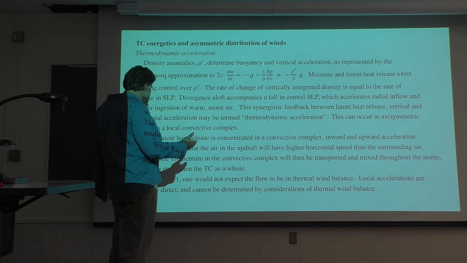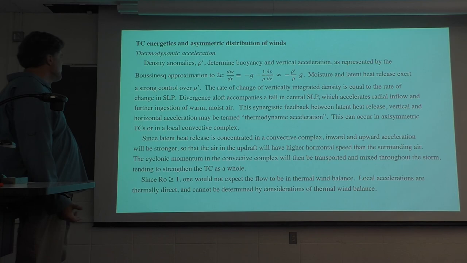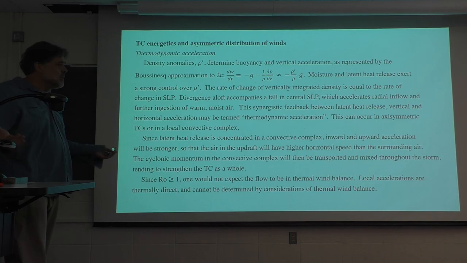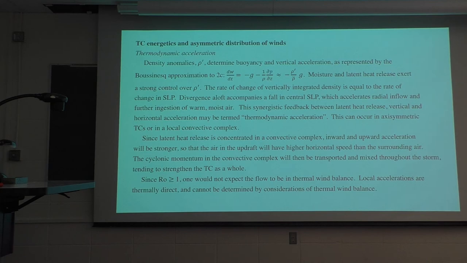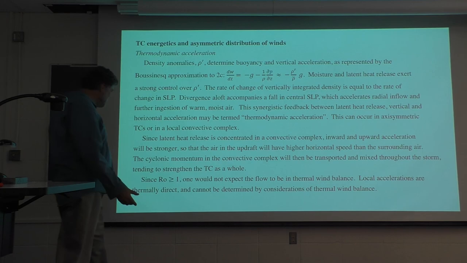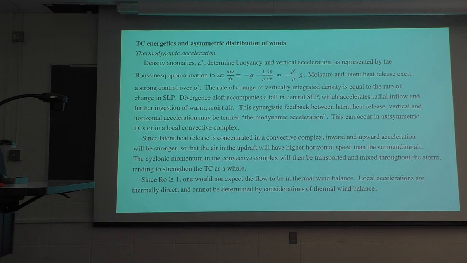Since latent heat release is concentrated in a convective complex, in these studies, inward and upward acceleration will be stronger there, so that the air in the updraft will have higher horizontal speed than the surrounding air. How else would this happen? The cyclonic momentum in the convective complex would then be transported and mixed throughout the storm, tending to strengthen the tropical cyclone as a whole. So this is the idea that the United States is the sum of people, rather than, I don't know what the opposite would be. And then if you think about the Rossby number, this says something a little bit challenging to the aficionados of axisymmetric theory, because you wouldn't expect it to be in thermal wind balance if the Rossby number is greater than one.